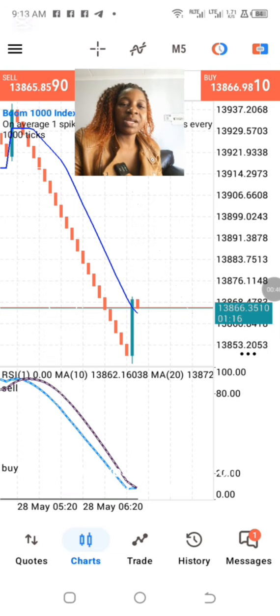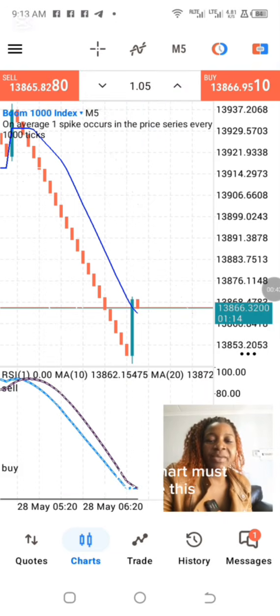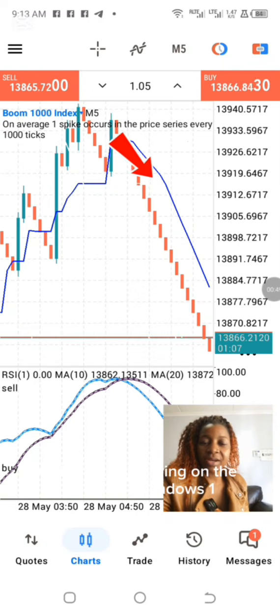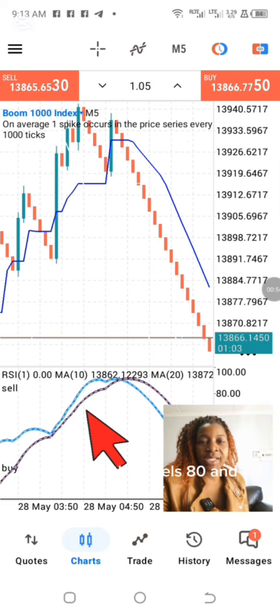So when you come back on our chart, your chart must appear like this. You must have this blue line, which is the Ichimoku on the main chart, and these two lines which are appearing on the indicators window 1, as well as the levels 80 and 20.